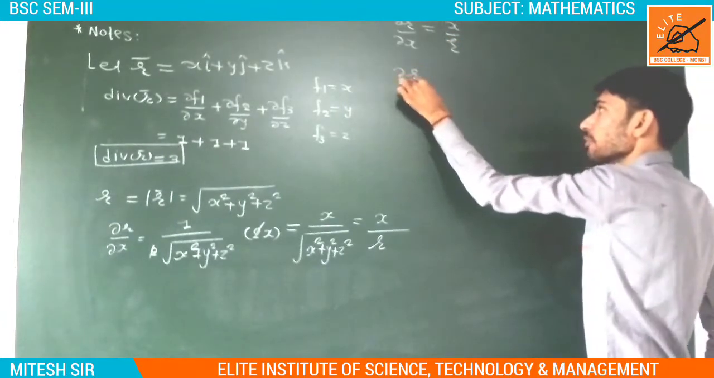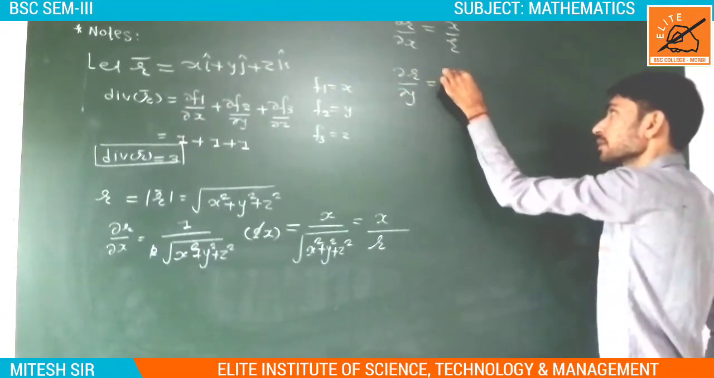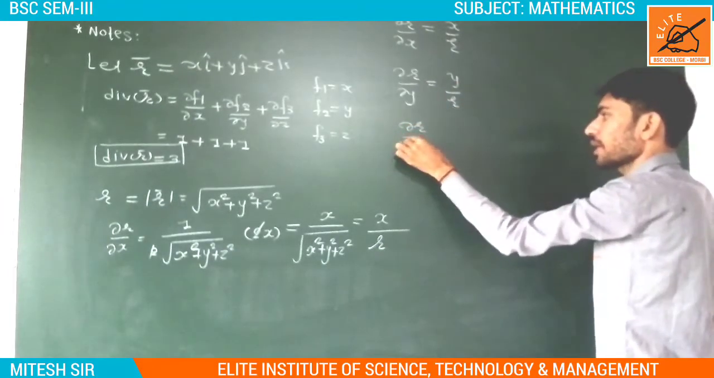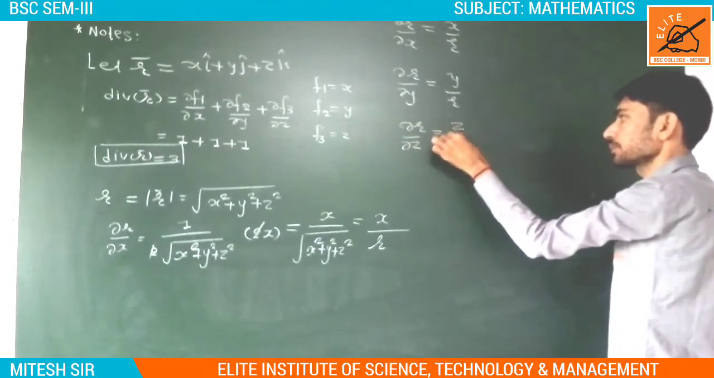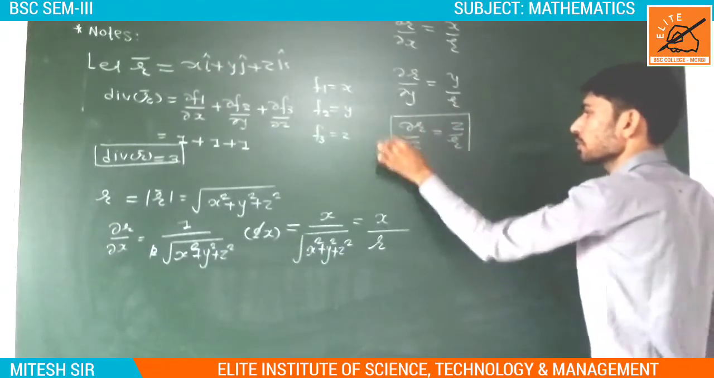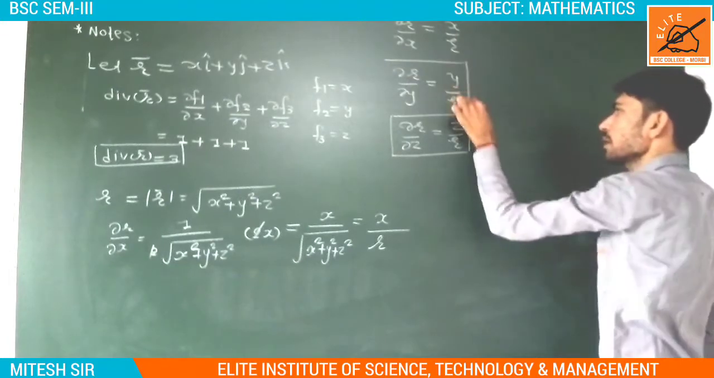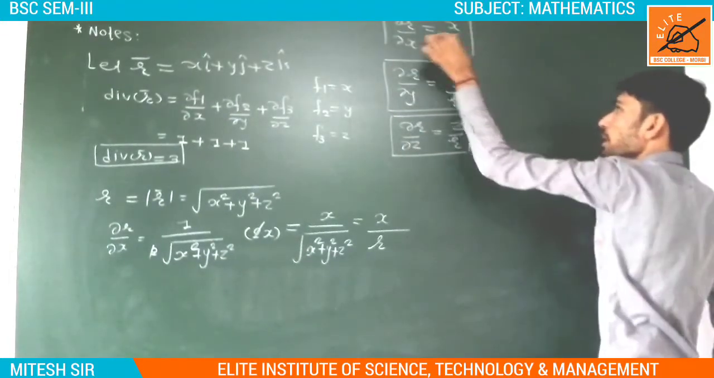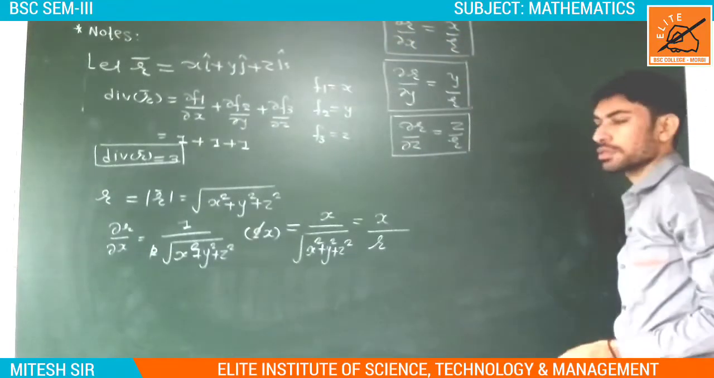Similarly, the value of del r by del y is y by r and the value of del r by del z is z by r. So keep in your mind these three values. These three values we directly use in our results. So we have already defined all these values.